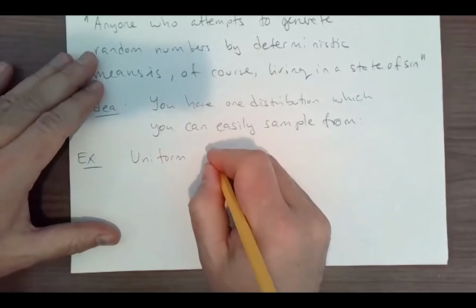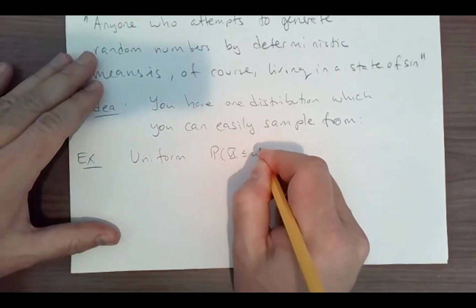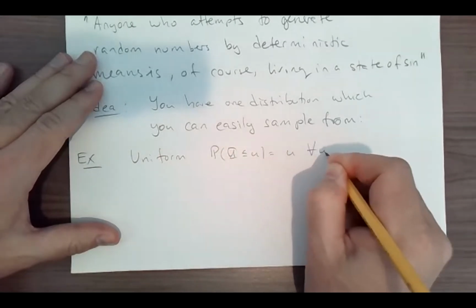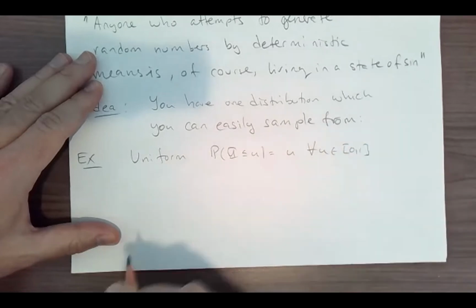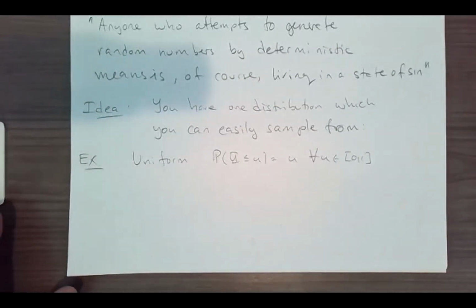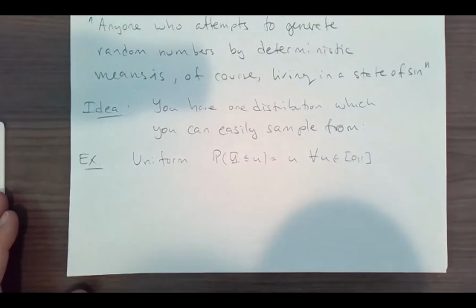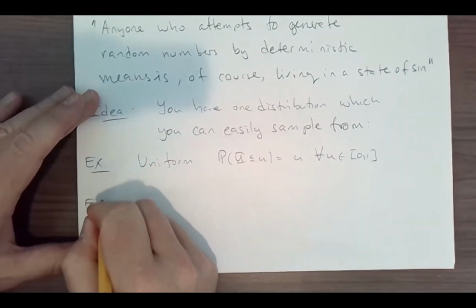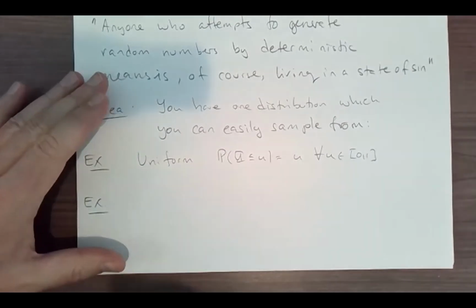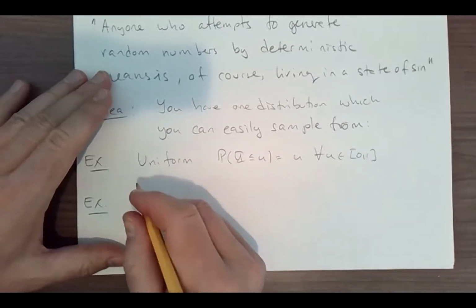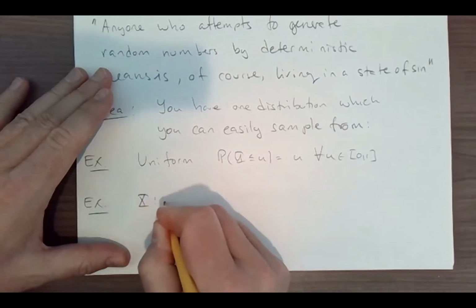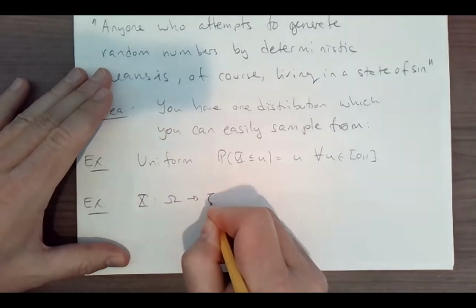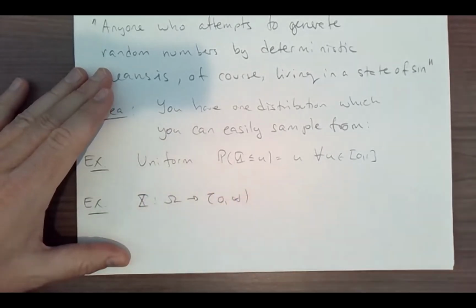It could be the uniform. The probability that U is less than u is equal to u for any u between 0 and 1. That could be the typical starting point. The one we're going to be using today is the exponential, so it's going to be positive.